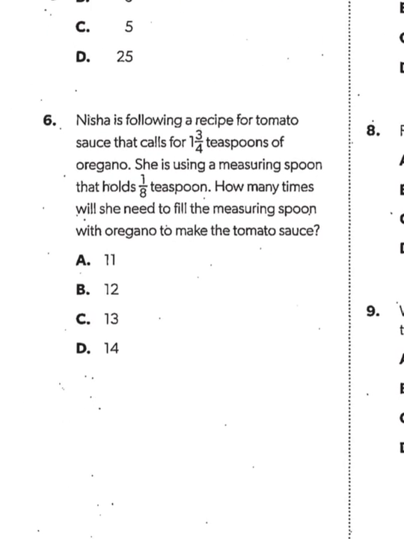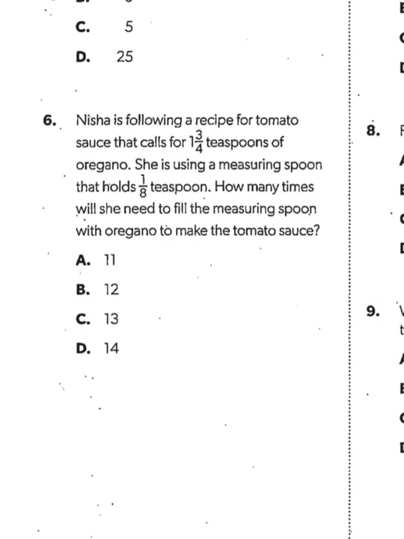Number 6. Nisha has followed a recipe for tomato sauce that calls for 1 3/4 teaspoons of oregano. She's using a measuring spoon that holds 1/8 teaspoon. How many times will she need to fill the measuring spoon with oregano to make the tomato sauce? For this one, think back to what we did for number 4, because we have 1 3/4 teaspoons of oregano and a measuring spoon that holds 1/8 teaspoon. So how many times will she need to fill? We're going to divide it by that many numbers, right? So 1 3/4 divided by 1/8.